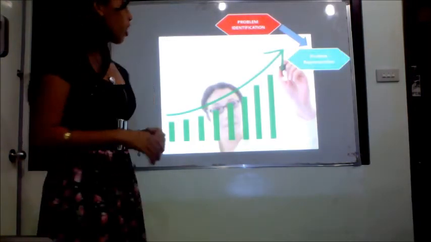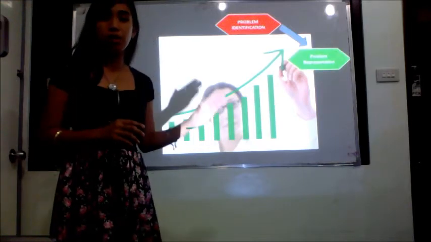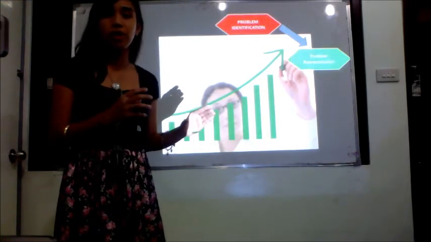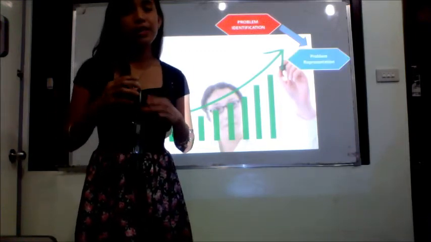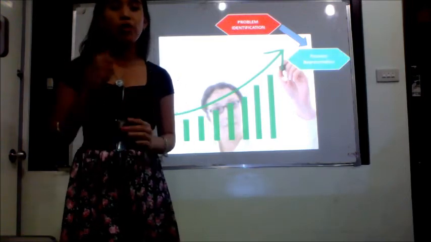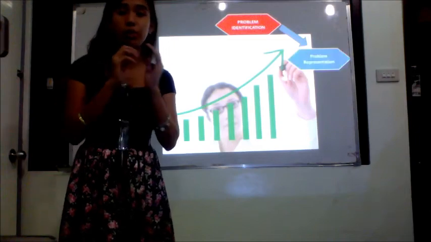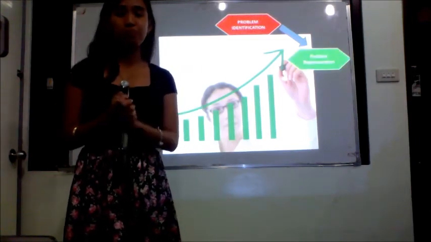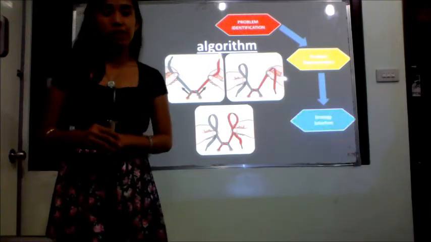Next is problem representation. This is the second step of the problem-solving model. It is up to you on how you restate the problem in your own words or how you visualize your problem. Now, people in industry sometimes use a graph to represent a problem. The next step is the strategy selection.